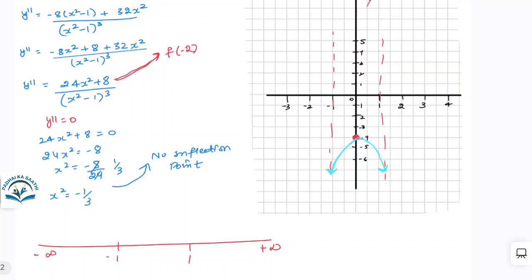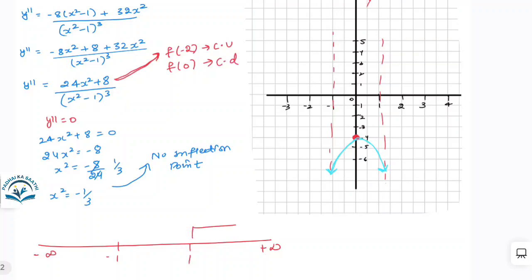Now put minus 2 in place of x and check whether it's coming positive or negative. So it will be 2 to the 4 minus 1. It's coming positive. Positive means it's concave up. Now check in between this. Take any number, let's suppose 0. Check f at 0, and here it will be minus 1 raised to power 3. Definitely it is negative. Negative means it is concave down.